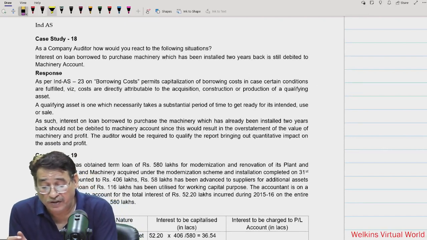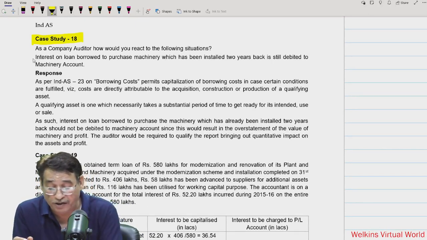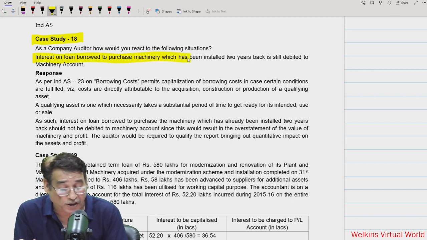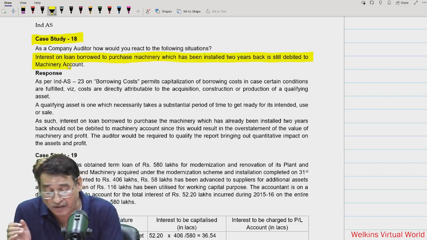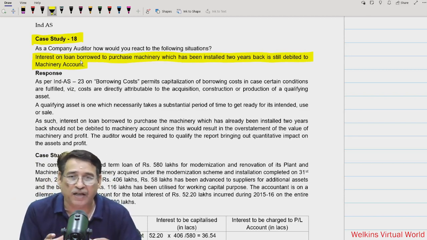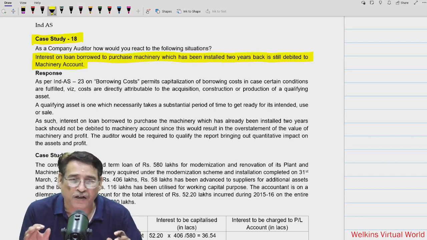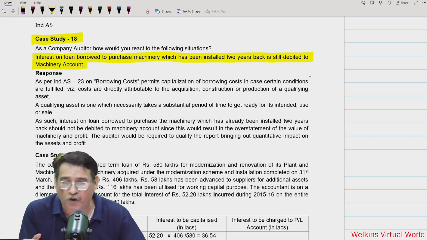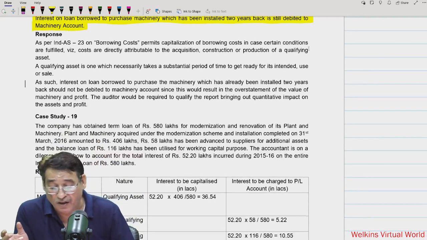Then the question states another case study: as a company auditor, how will you react to the following situation? Interest on loan borrowed to purchase machinery, which was installed 2 years back, is still debited to machinery account. Of course, it is wrong treatment, because once the machinery is ready and installed, interest should not be debited to machinery account. It should be charged to profit or loss account, because machinery is no more a qualifying asset.